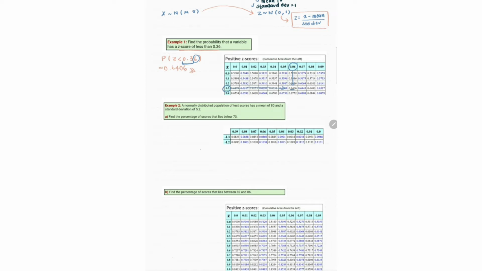But what actually does the 0.6406 mean? So here I will show you based on a graph. So here is 0.36. We want to find the area under the curve. So actually 0.6406 is the area under the curve.